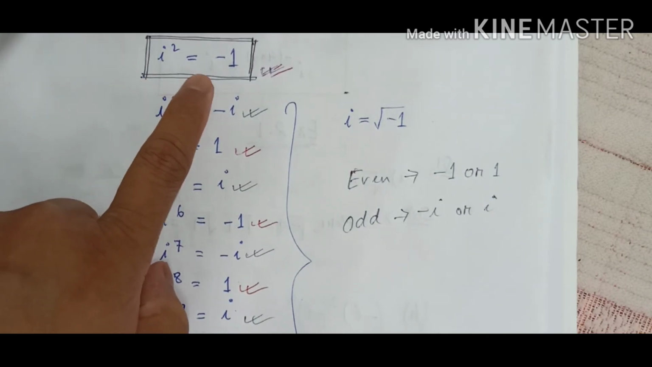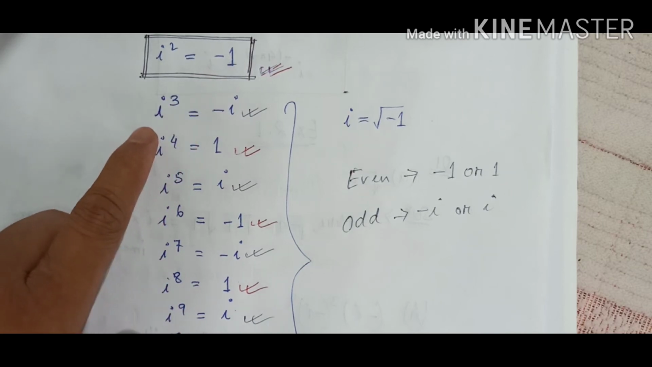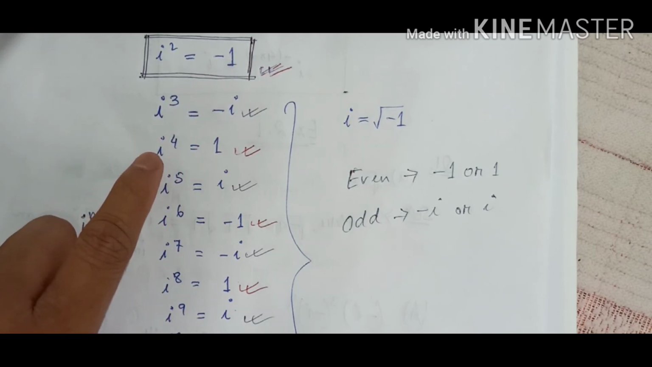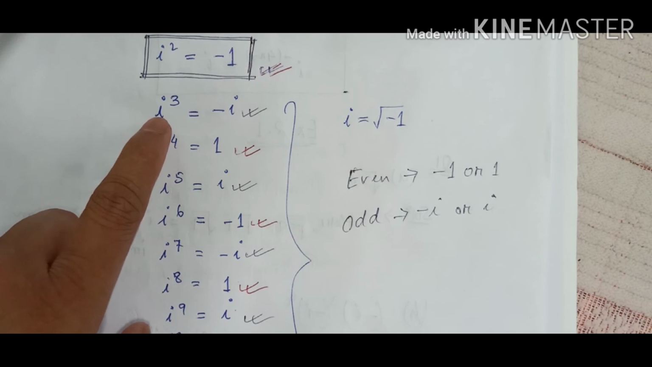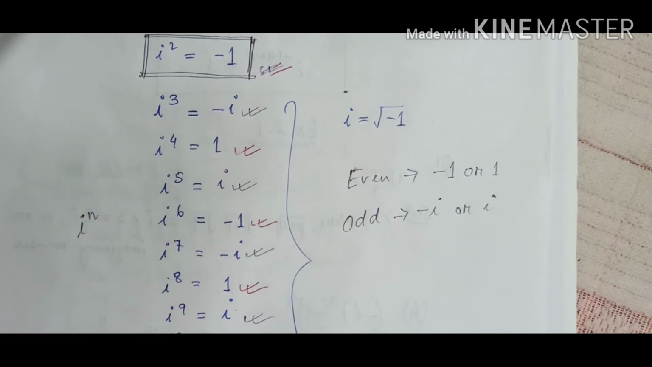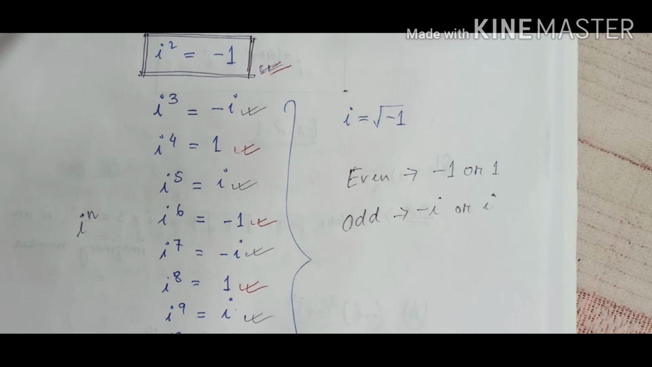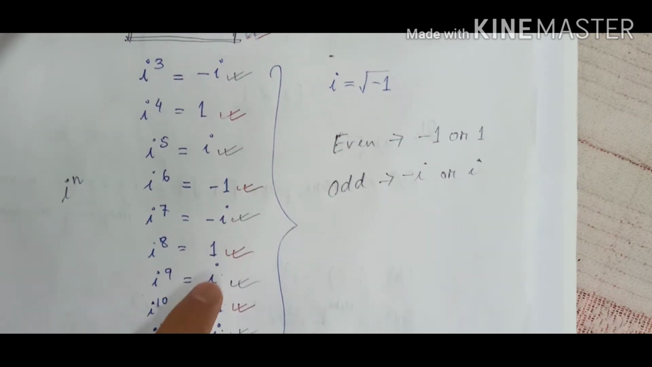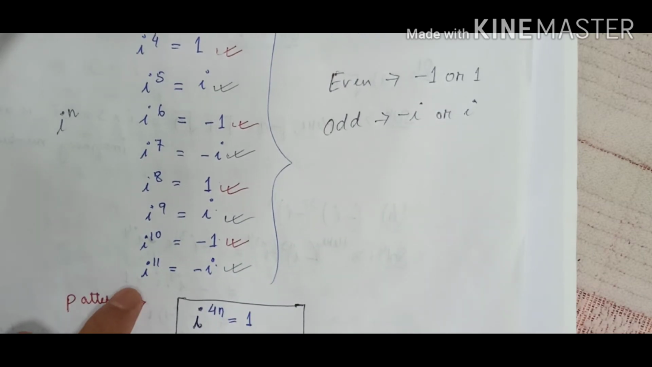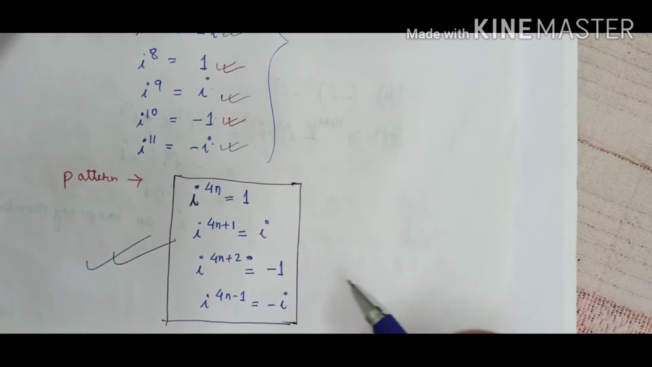i squared we know is minus 1, which does not relate to a multiple of 4, so we'll start from here. i to the power 4 minus 1 is i to the power 3, it is minus i. Then next, the multiple of 4 is 8, minus 1 is 7, minus i, likewise. Then 12 is there, minus 1 is 11, minus i. Okay, did you get this? Please do remember this one.